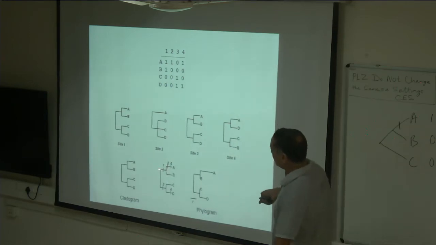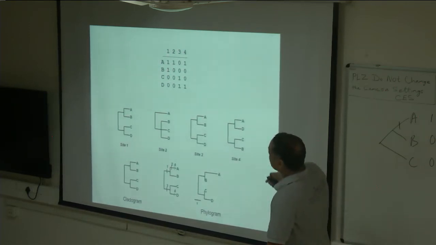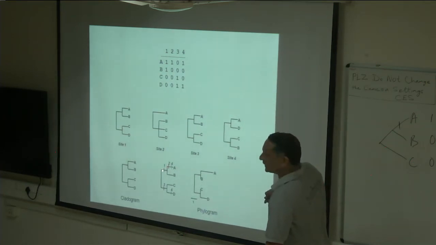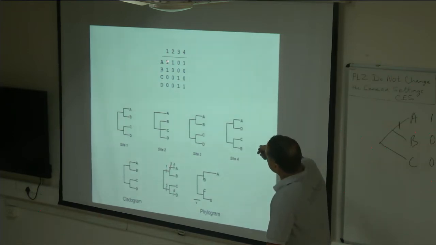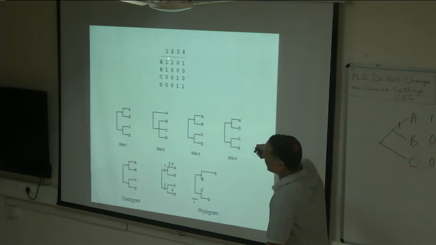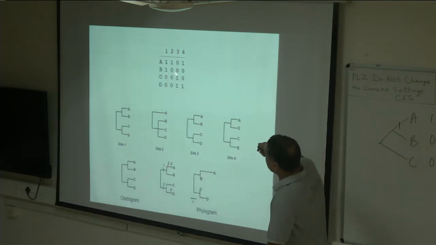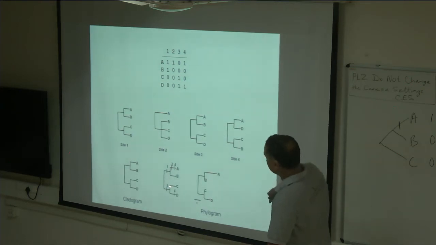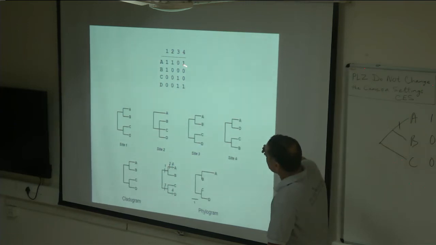Okay, so if you look at character number 1, where would you put it? Here, it's a synapomorphy that unites these two species. Character number 2, it's a unique character on the lineage leading to A. Character number 3, synapomorphy that unites C and D. Character number 4, what is this?